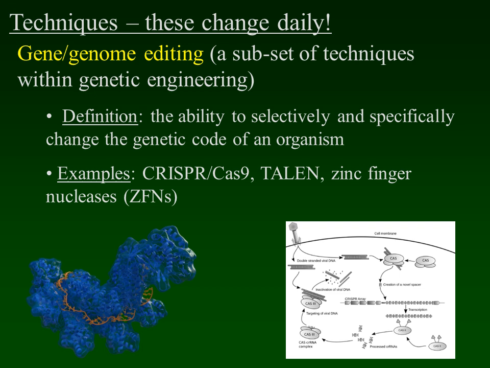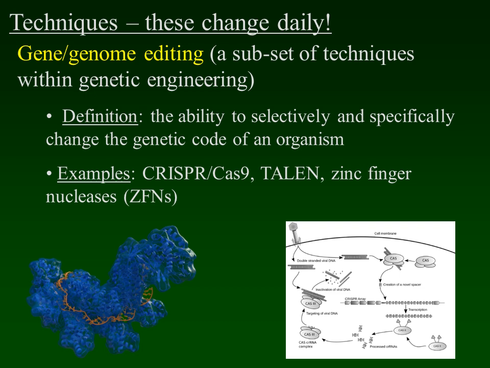It may still be a gene or genome editing technique, even if they're now using a different enzyme or some other way to do it. And I will say that gene or genome editing is really a subset of this broader group of genetic engineering techniques. Genome editing has come to the forefront recently because of CRISPR-Cas9, which I'll mention as an example. But the definition of genome editing really comes down to this ability to selectively and specifically change or edit the genetic code of an organism in a really targeted way.